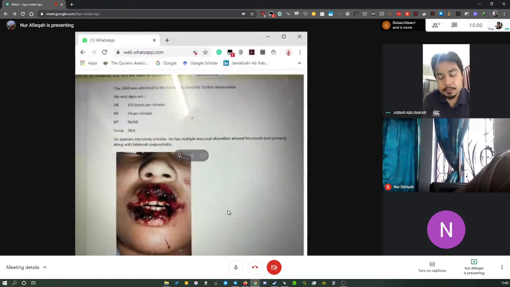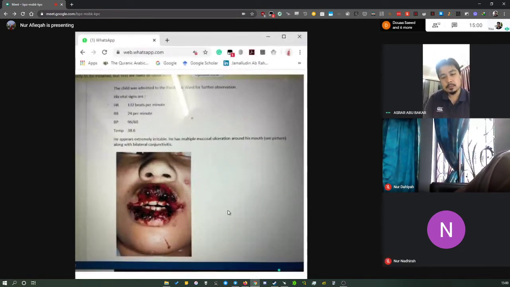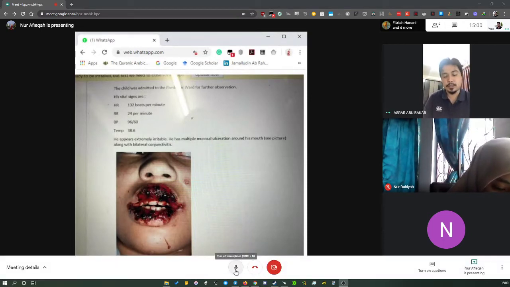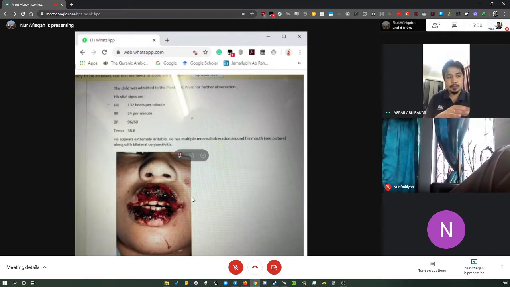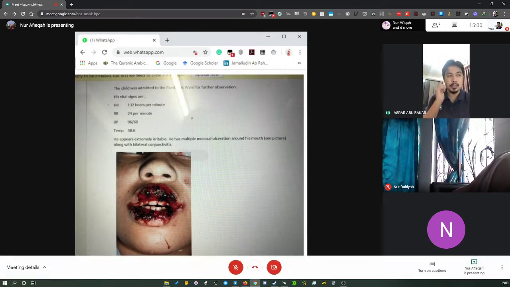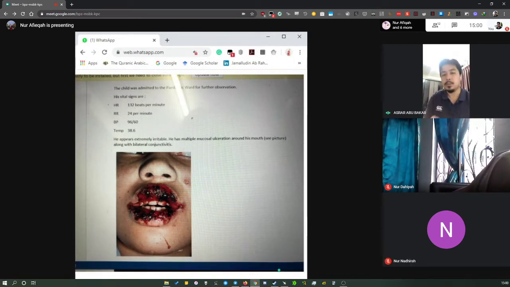Can I consider Stevens-Johnson syndrome or toxic epidermal necrolysis? The patient has a history of taking antibiotics? Yes, correct. Well done. So I think Stevens-Johnson certainly is one of the top differentials because of the history of taking medicine, in particular antibiotics. We don't know which antibiotic in particular this child took, but certainly it is one of the precursors.